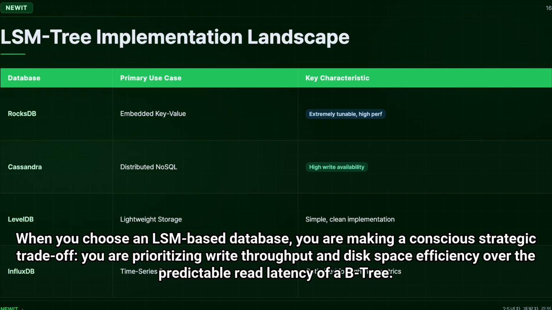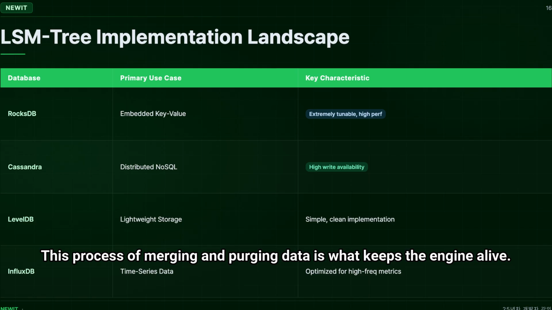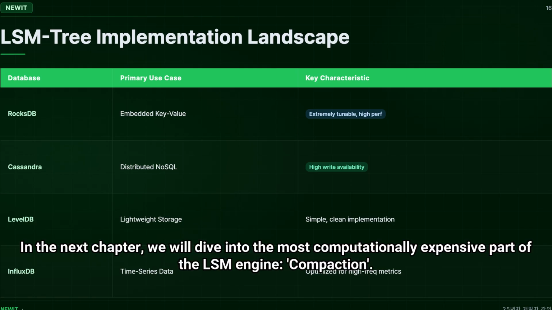When you choose an LSM-based database, you are making a conscious strategic trade-off. You are prioritizing write throughput and disk space efficiency over the predictable read latency of a B-tree. However, as the number of SSTables grows, the system's performance will eventually degrade unless we perform constant housecleaning. This process of merging and purging data is what keeps the engine alive. In the next chapter, we will dive into the most computationally expensive part of the LSM engine, compaction.